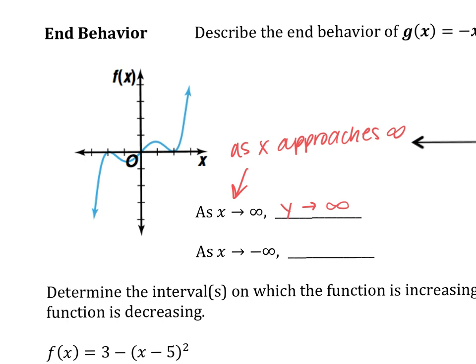What about as my X's go to negative infinity? This is when X is negative 1, negative 2, negative 3, negative 4, negative 5. What are my Y's doing? They're approaching negative infinity. So I'm going to say my Y is approaching negative infinity.